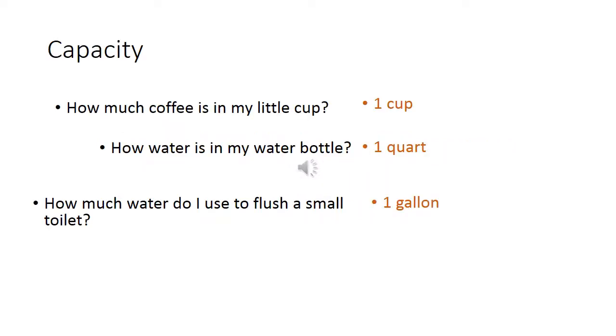As with most things, we use a different unit of measurement depending on how much we have to measure. For example, if I'm just looking at how much coffee can go into a little cup, I would use a cup as the measurement. If I had a bottle of water that I carry around with me, I would probably use a quart. If I'm talking about several quarts, like how much water would be used if I flush a small toilet, or how much water I use when I take a shower, or how much water goes in a swimming pool, then I would use gallons.